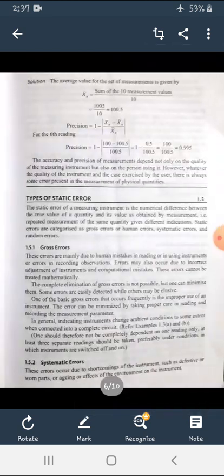Now we are going to the details of the errors. Now, what is gross error? Gross error is also known as human error. So what is human error?